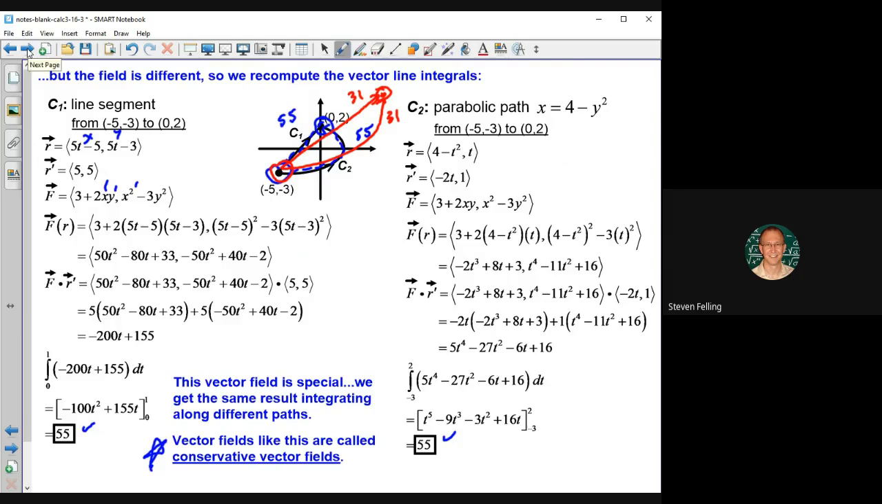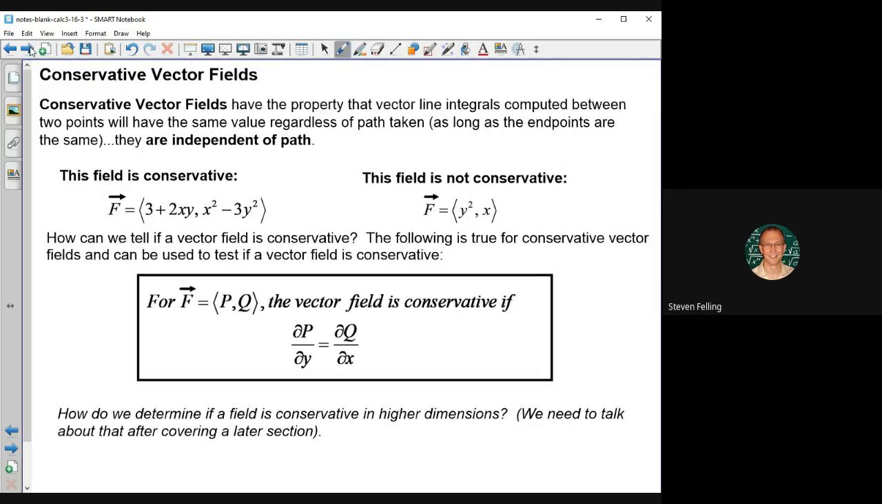It'd be nice if there was a test for us to recognize when we do have a conservative vector field, and it turns out that there is, right? The vector field we did in the second example was conservative, but the one in the first example was not. How can we tell?